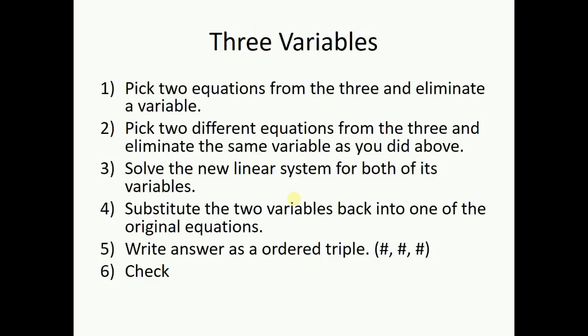So now, here are the steps we're going to take to solve a system with three variables. We're first going to pick two equations from the three and eliminate a variable. Then we're going to pick two different equations and eliminate the same variable. Now, those two equations that we made, we're going to solve that system and then substitute back in, write our answer, and of course check. Now, let's start in and make sure we know what we're doing.